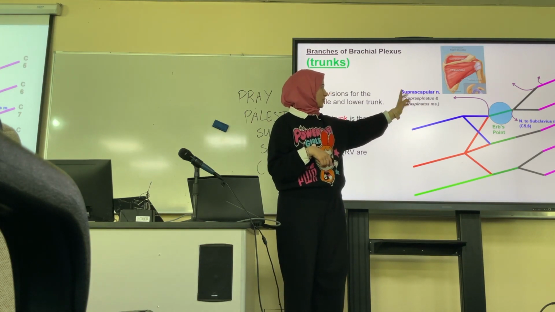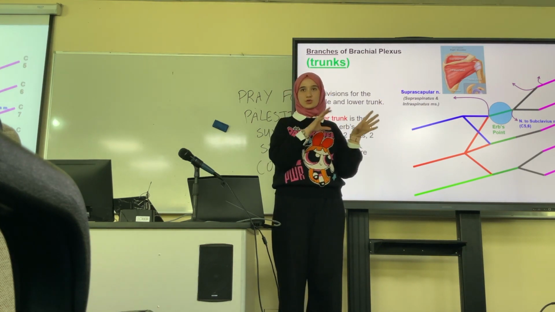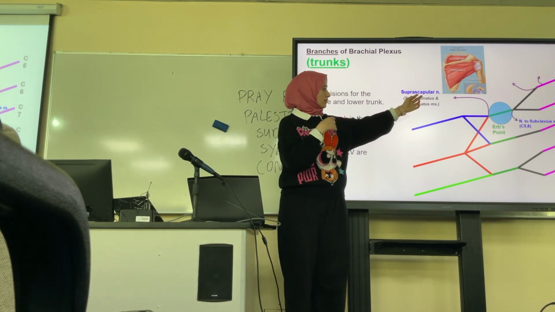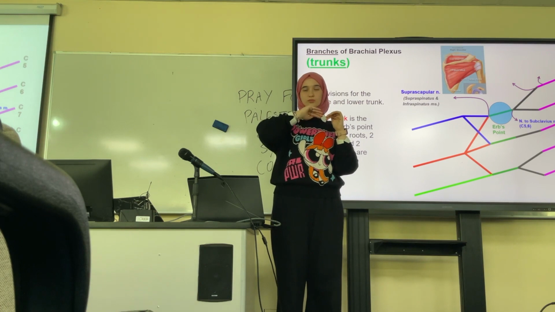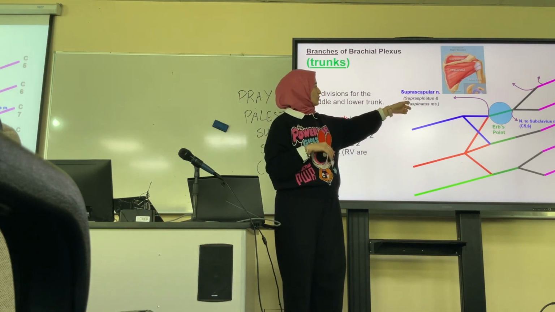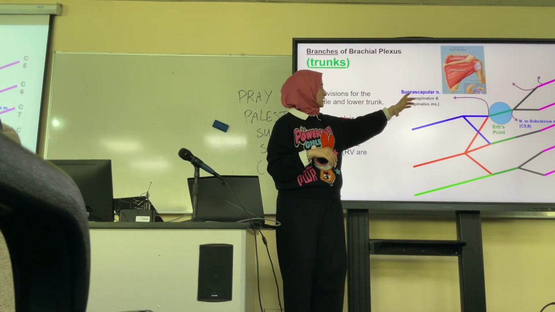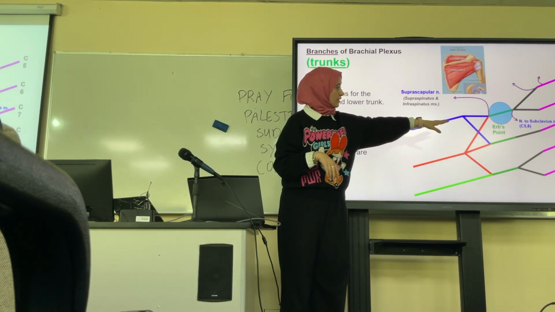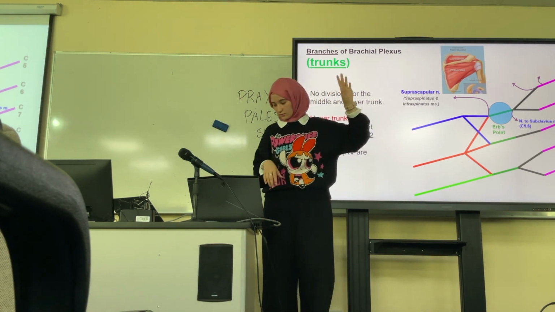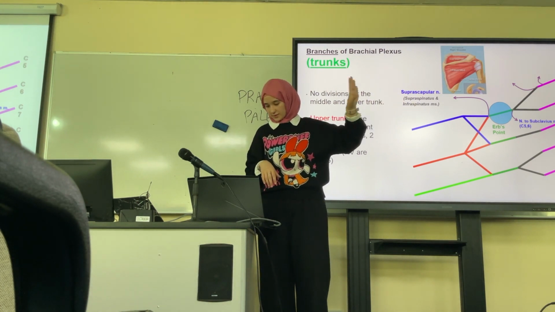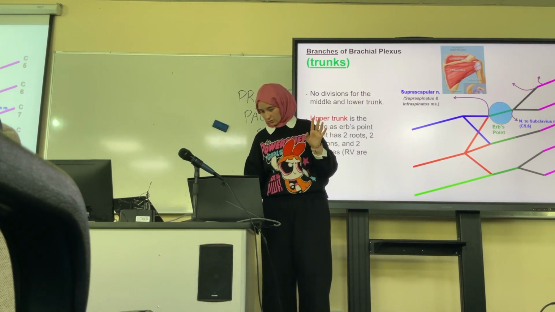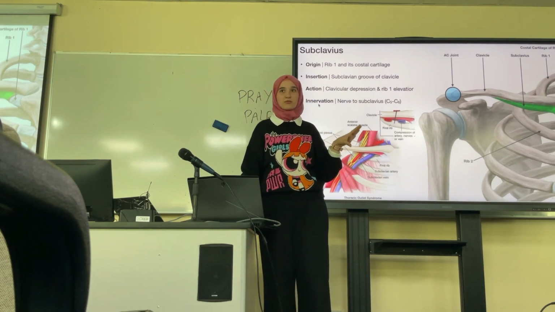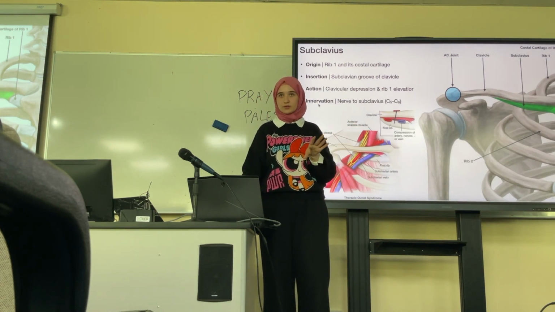The suprascapular nerve innervates the two muscles of the scapula, the supraspinatus and the infraspinatus. And the nerve to subclavius has the root value of C5, C6. I'm skimming through these because it's not my main focus. This is only for you to memorize.